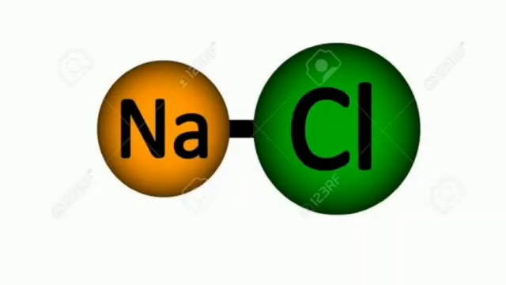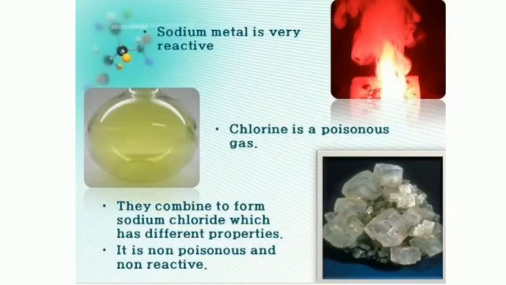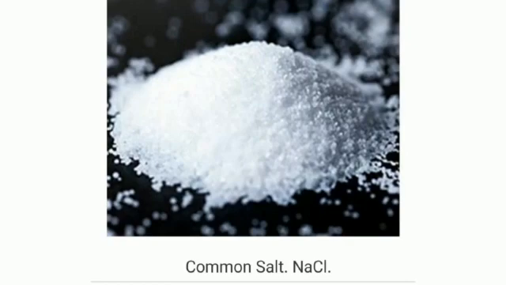Now, another example is sodium chloride. Sodium is a poisonous metal and chlorine is a poisonous gas. But when sodium and chlorine combine, sodium chloride is formed, which is common salt, and it is used to add taste to our food. Compound sodium chloride is not poisonous at all.